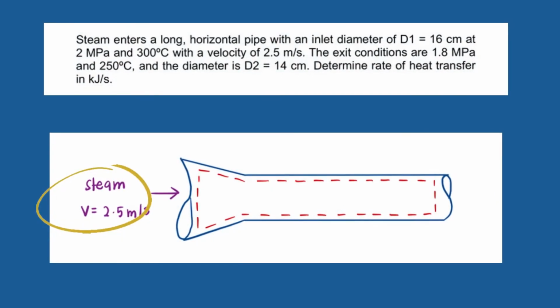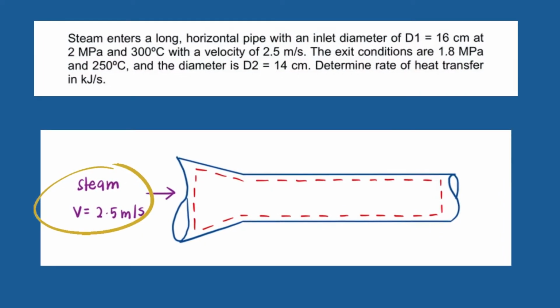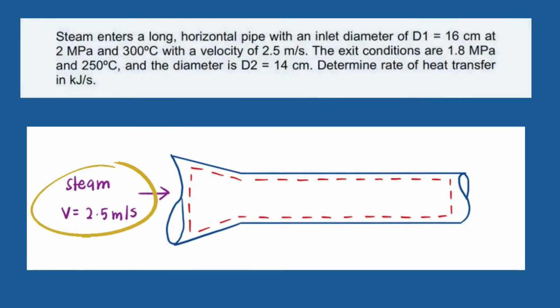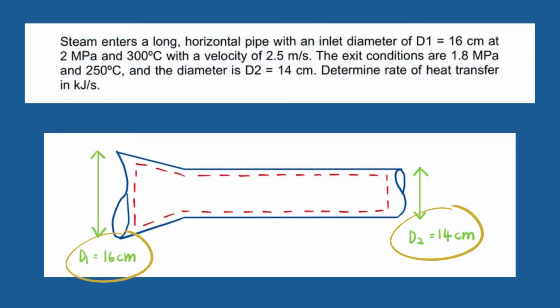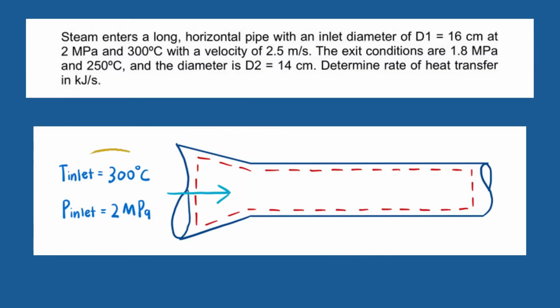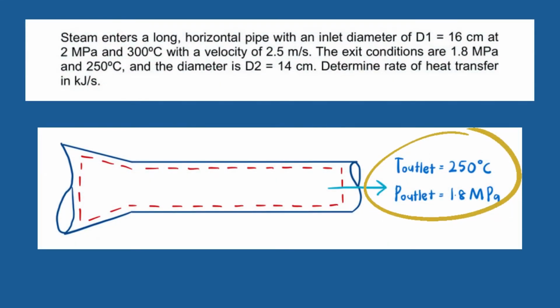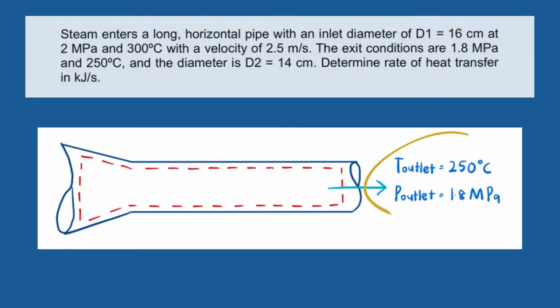From the question, it stated that steam enters a long horizontal pipe with a velocity of 2.5 meters per second. The inlet diameter of the pipe is 16 cm and the outlet diameter is 14 cm. The inlet temperature and pressure of the steam are 300 degrees Celsius and 2 megapascal respectively. Outlet temperature and pressure of the steam are 250 degrees Celsius and 1.8 megapascal respectively. The question asks to determine the rate of heat transfer in kilojoules per second.